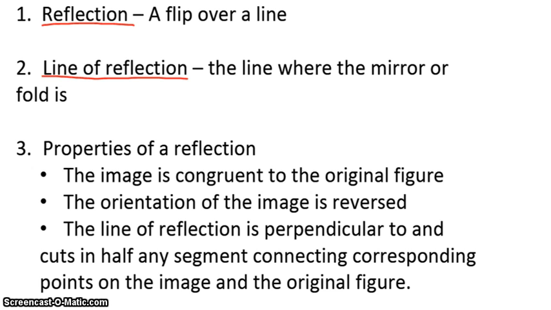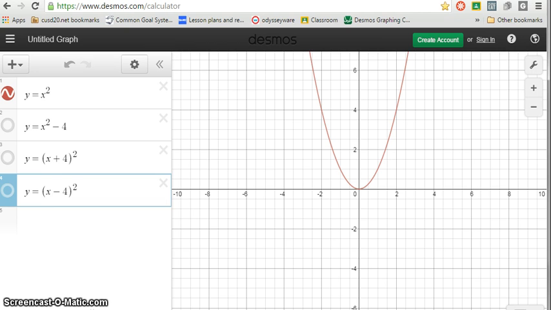So let's look back at our Desmos activity. We first graphed the parabola y equals x squared. Then we graphed the parabola y equals x squared minus 4. That minus 4 showed us that it was the same parabola except it moved down 4 units.